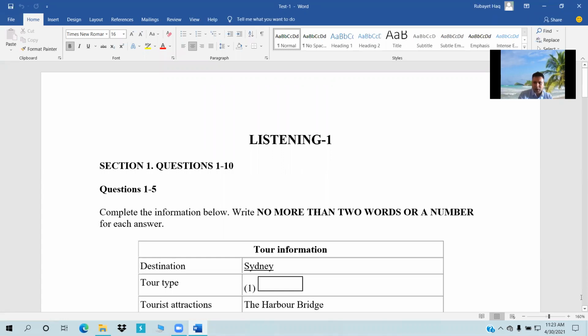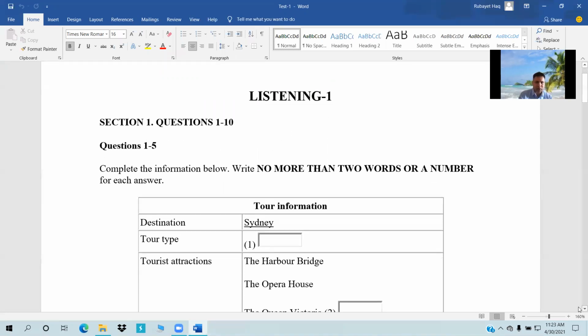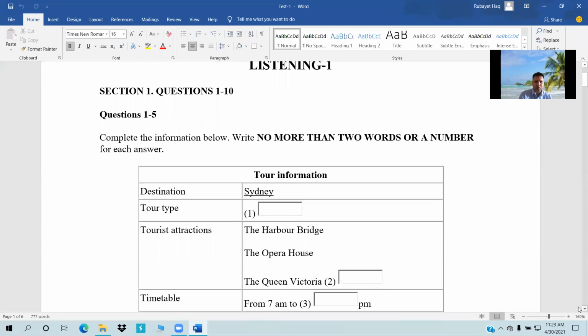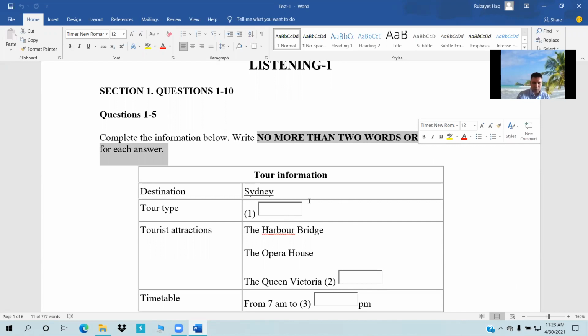This is section 1 of one sample question. The 10 questions over here, and you have to follow the instruction very carefully, which is written over here. I'm highlighting it. Write no more than 2 words or a number for each answer. So in these gaps, you have to write a maximum of 2 words or a number. That means in this gap, you could put 1 word or 2 words, but not more than 2 words or a number. First, you have to read the question very carefully.